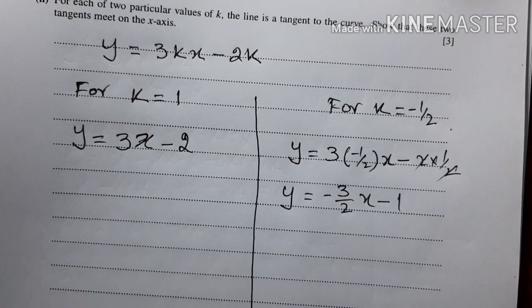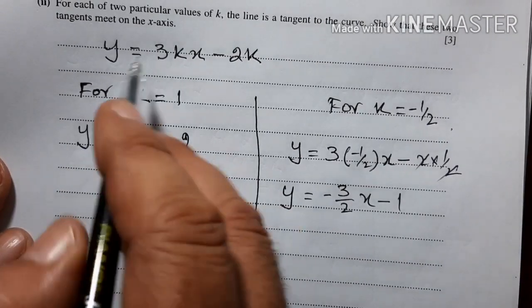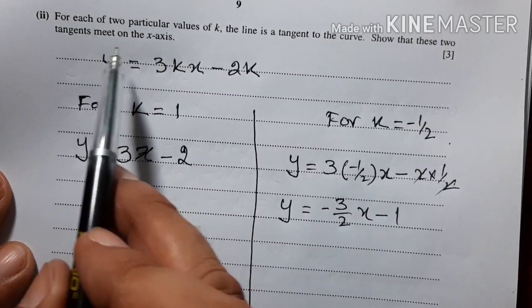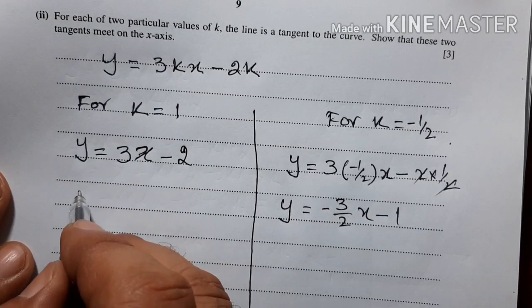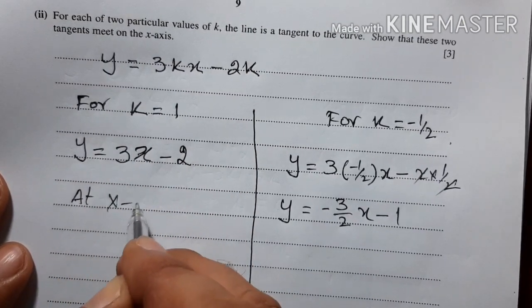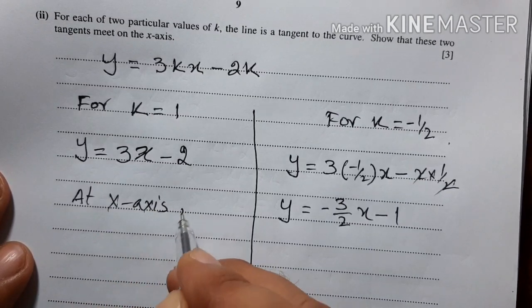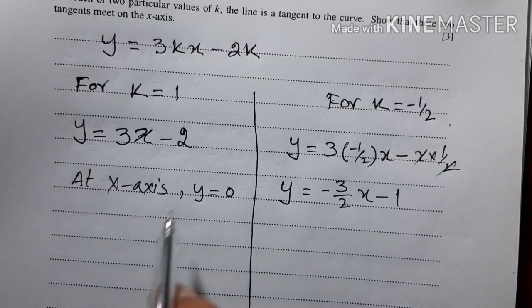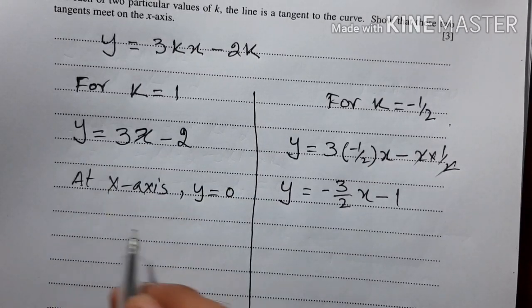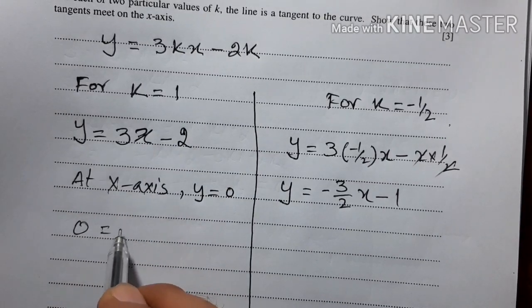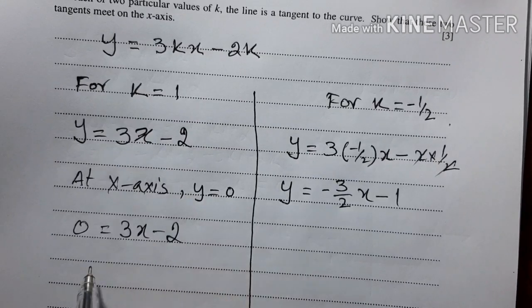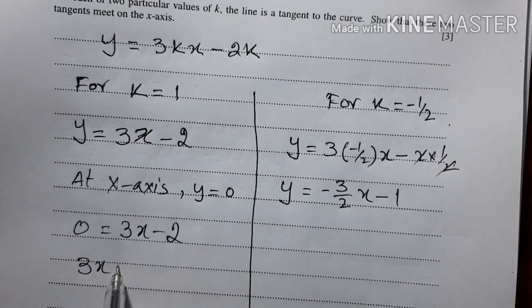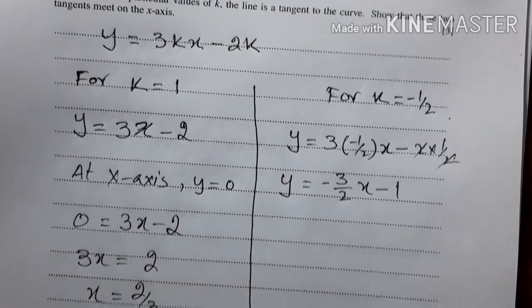Now, since we need to prove that both tangents meet at the x-axis, therefore at the x-axis y will be 0, because at the x-axis all the y's are 0, so we'll put y equal to 0 here. So it will give me 3 is equal to 3x minus 2, or 3x is equal to 2, or x is equal to 2 over 3.